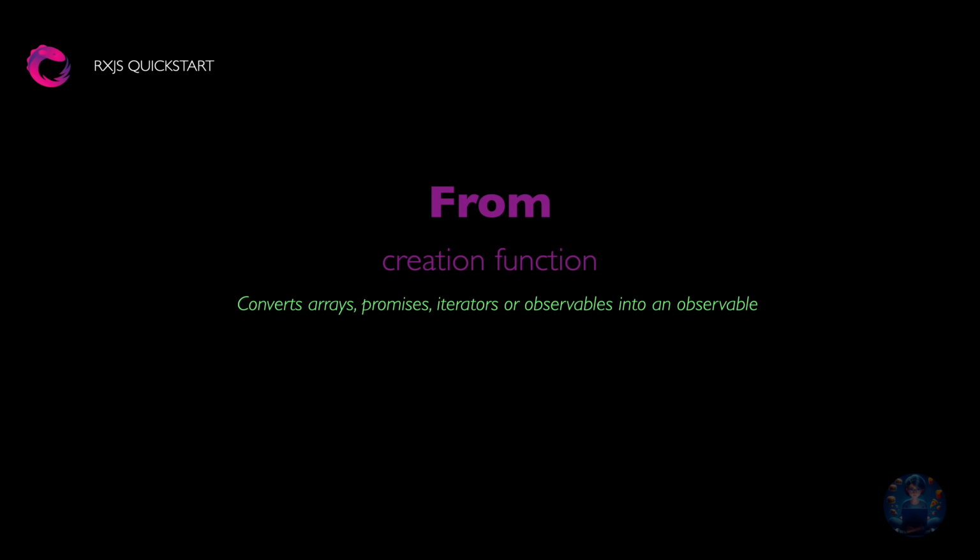Hello everyone. In this video, we'll learn about the from creation function. It accepts a single argument that can be an array, observable, promise, or iterator and converts it into an observable. It can emit values both synchronously and asynchronously. Let's understand it better using examples.